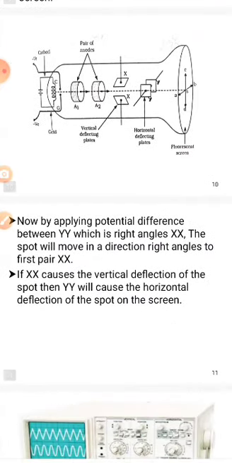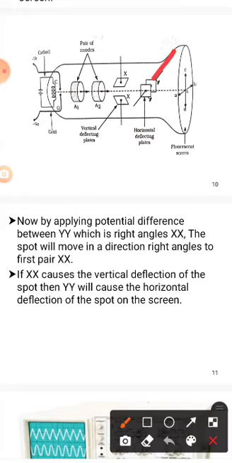Now, by applying the potential difference between the y plates, which are at right angles to the x-axis, the spot will move in the direction at right angles to the first pair. The electron will be moving from the x-axis plates. If the x-axis causes the vertical deflection, then the y will cause the horizontal deflection of the spot on the screen.